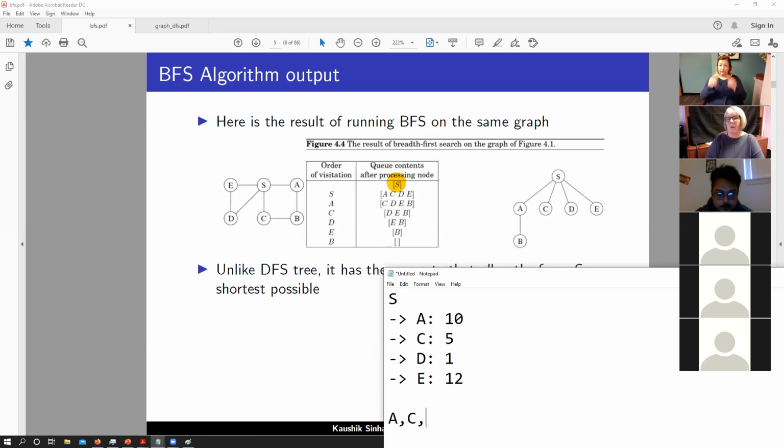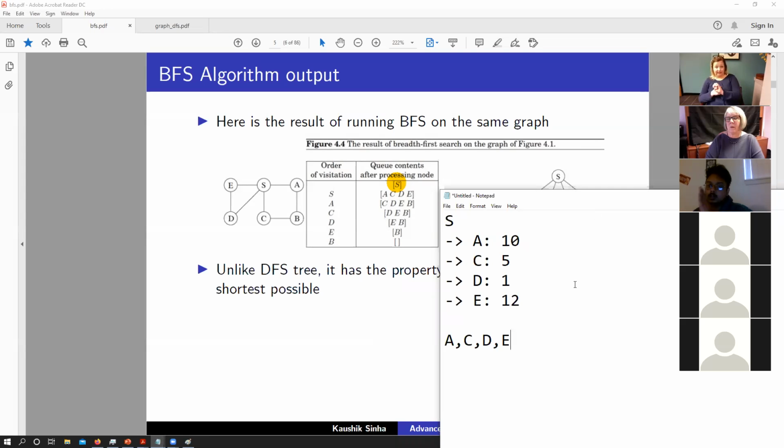So that basically gives you A, C, D, and E. However, we want to insert this into the queue in the order of their distances. So instead of it being A, C, D, E inside our queue, it should be D, followed by C, followed by A, followed by E. Does this make sense as to what we are trying to achieve using a priority queue?